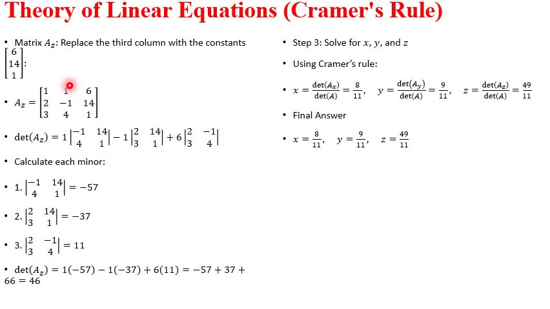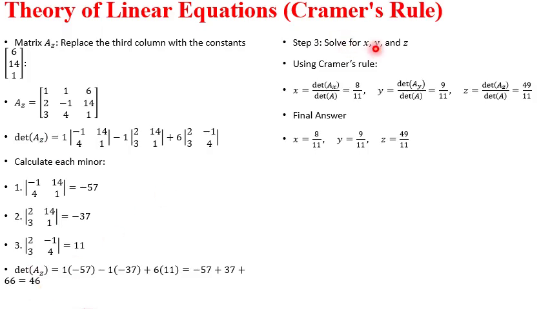Right then, moving on from there, we also get matrix AZ by replacing the third column with the constants 6, 14, and 1, and that we've done here. So we then move ahead to compute the determinant of AZ. That we've done here, working on the minors, the determinant of the minors, and playing around with matrix AZ to compute the determinant of AZ shows that the determinant of AZ gives 46.